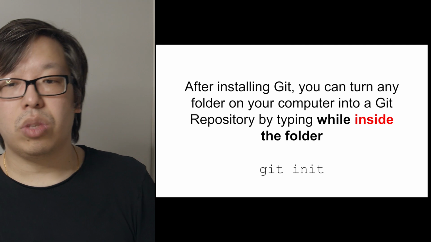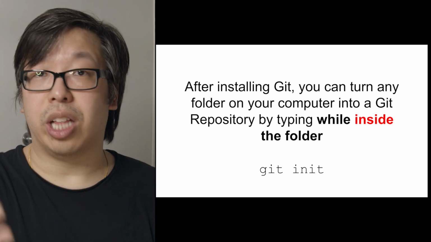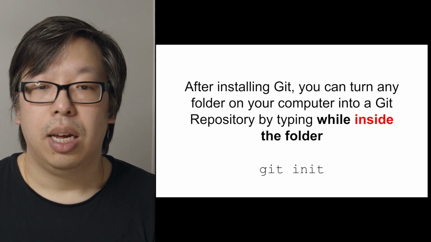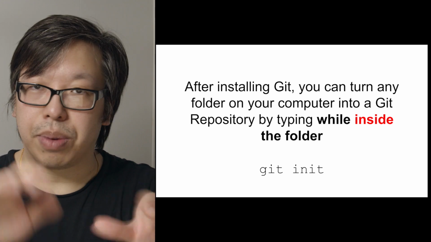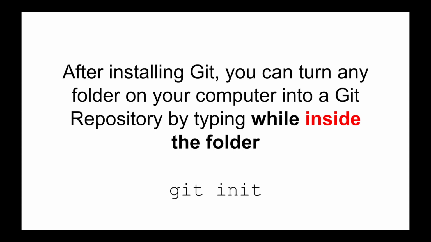So let's go through each one of these steps. How do you initialize? How do you turn a folder into a Git repository? It's actually pretty easy. Once you have Git installed and you type git --version, all you do is navigate into the folder that you want to go to. So cd dev, cd web projects, cd my first website.